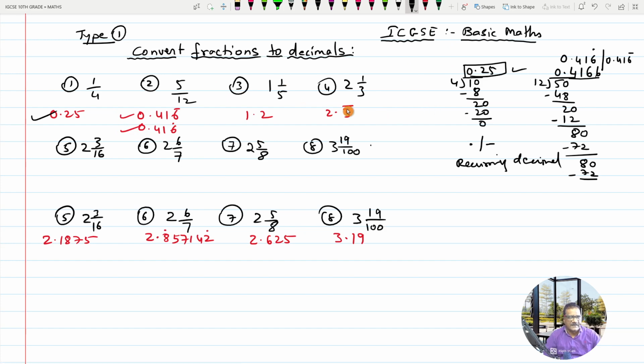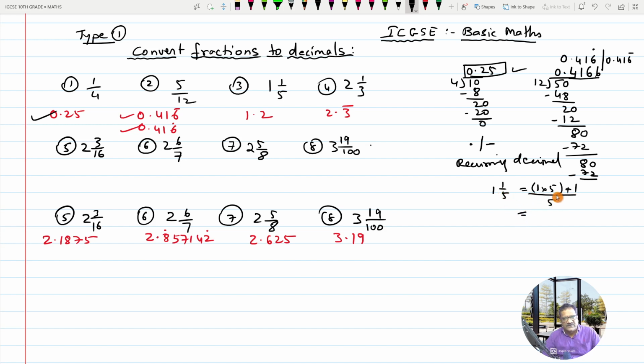Now the third one is 1 by 5, a mixed fraction. So first we'll convert it into an improper fraction. 5 ones are 5 plus 1 is 6, so 6 upon 5. 1 by 5 can be written as 1 into 5 plus this 1 whole, divided by this 5.